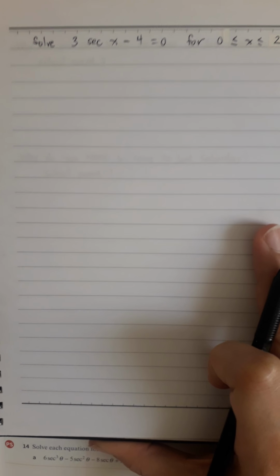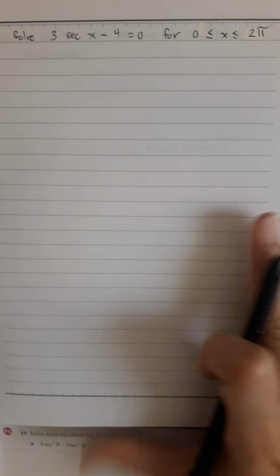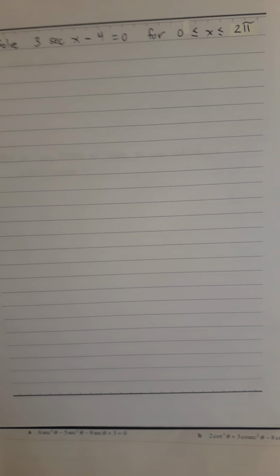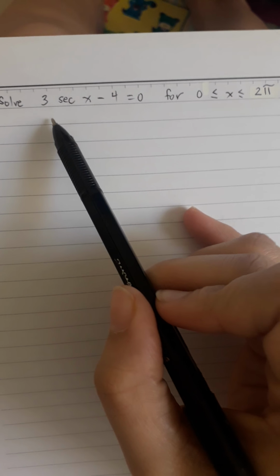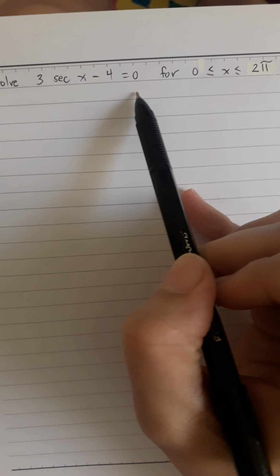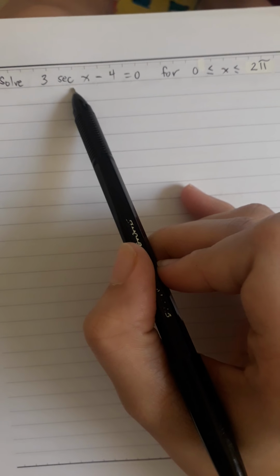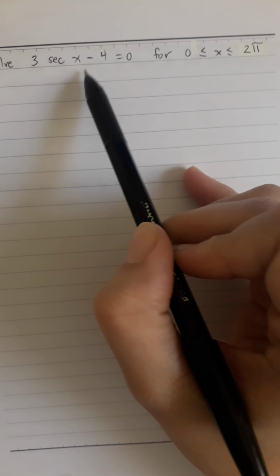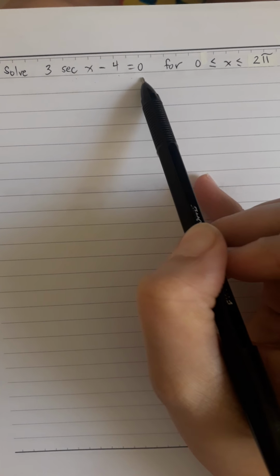This is video tutorial number 2 for chapter 3. So in this video, we will be solving trigonometric equations involving the reciprocal ratios. So this equation that we are solving for involves secant. So we have to solve 3 times secant x minus 4 equals 0.